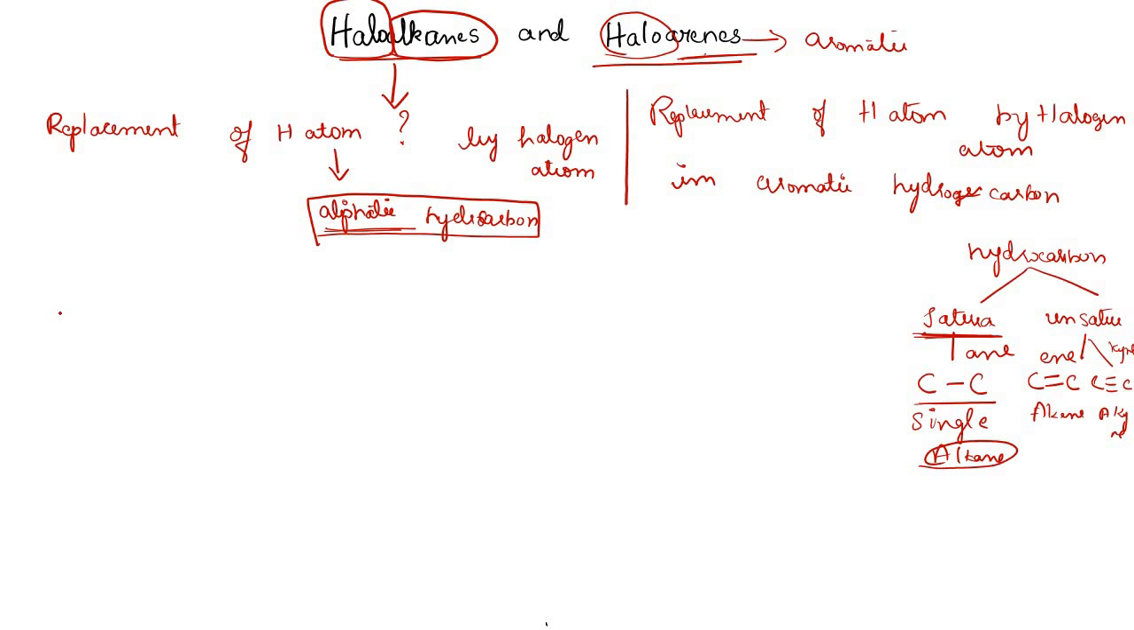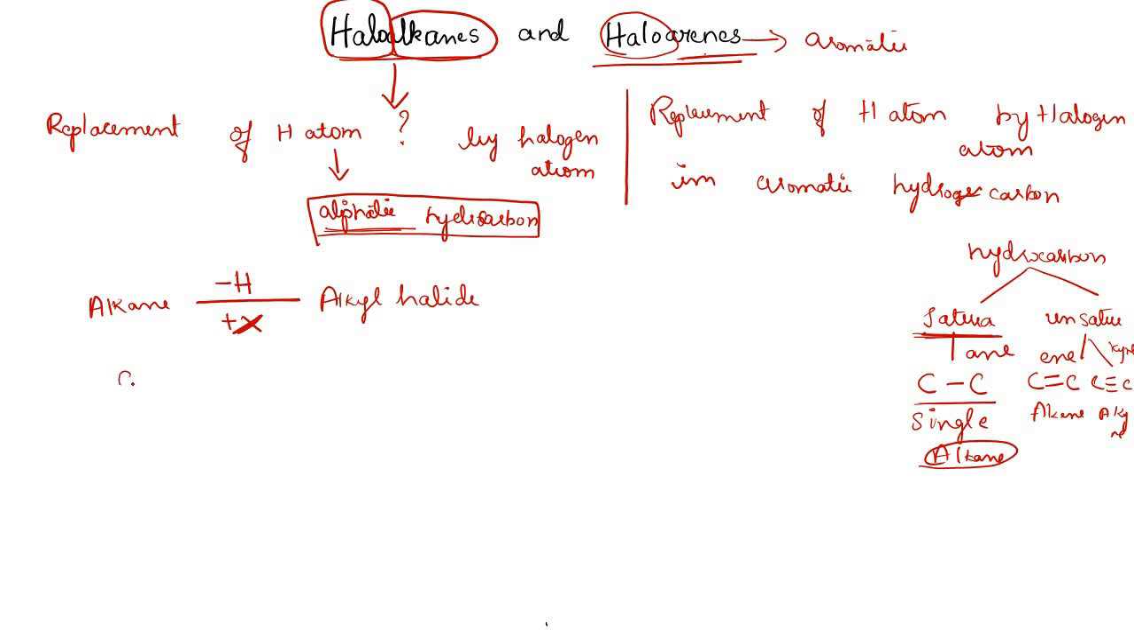Okay, for example, I'll give an example so that you can understand how it works. An alkane is taken, you are removing a hydrogen atom, and instead of that you are replacing it with one halogen atom. Here X is nothing but a halogen atom and you are getting an alkyl halide.